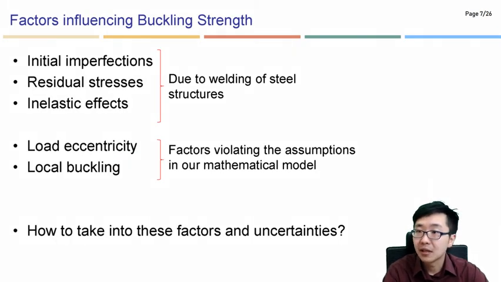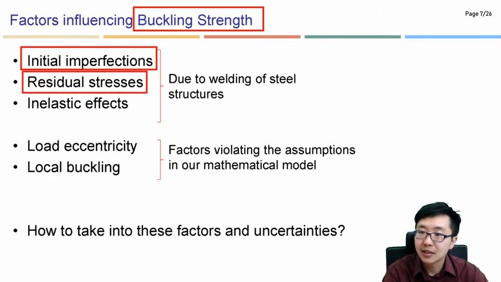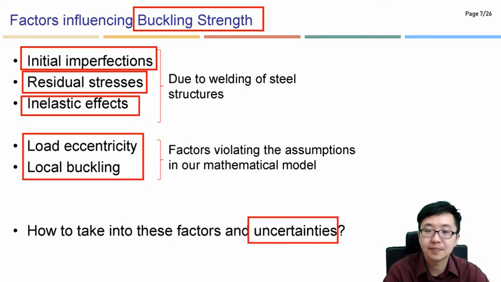So the factors influencing the buckling strength might be important for us to see in the overall figure: initial deflection, initial imperfection, residual stress due to welding, inelastic effect, load eccentricity, local buckling. All those things will affect the buckling strength of our column or our structure. And how are we going to take into account all those factors and uncertainties? This is truly important for us.